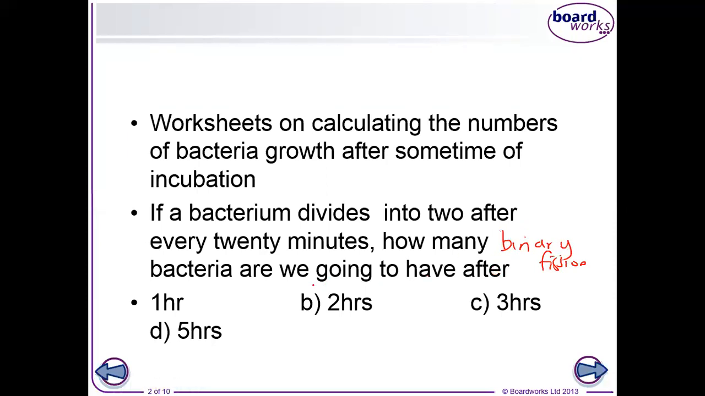So now the question says, how many bacteria are we going to have after 1 hour? Now let's move on to the next slide to see how to solve it. Now the question says we have one bacterium, and the bacterium divides after every 20 minutes. So we want to know what the number of the bacteria will be after 1 hour.